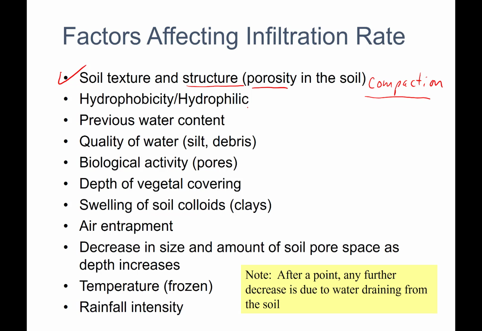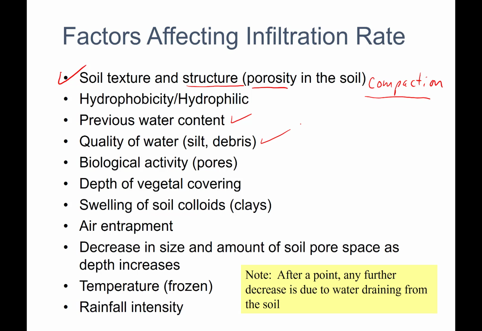How hydrophobic or hydrophilic your soil particles are will affect infiltration. Then there's the previous water content. The capillarity that dominates the first part of infiltration is the small pores filling, and so that tends to be very rapid infiltration. However, if you already have those pores filled, then you may go straight to a stabilized rate. So you may not infiltrate as much water when you have, say, some antecedent water conditions in the soil.